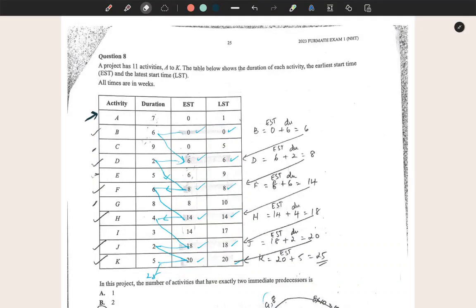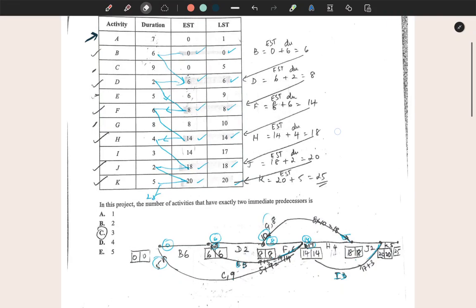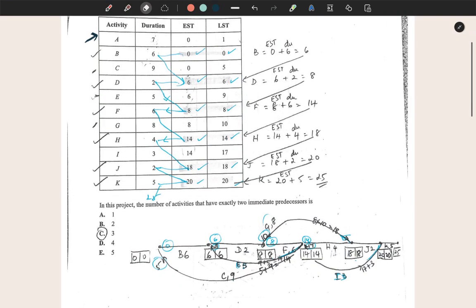Let's discuss the activity table that appeared in the NHT paper 2023, Exam 1. It was the 8th question. They had given you a list of activities, the duration times, earliest start times, and the latest start times. And the question asked you, in this project, the number of activities that have exactly 2 immediate predecessors is.